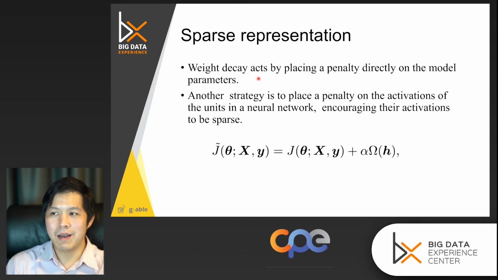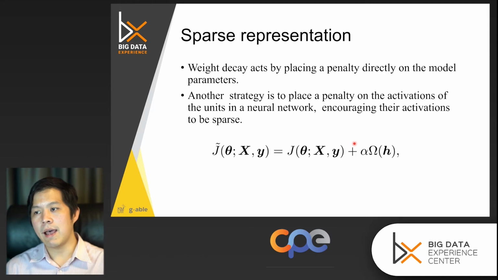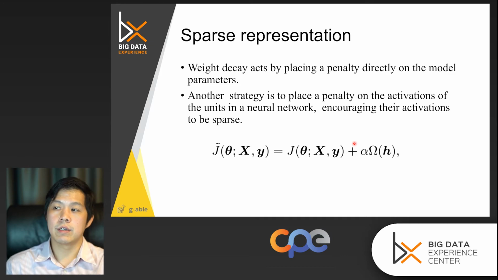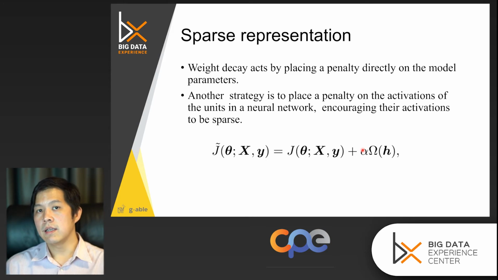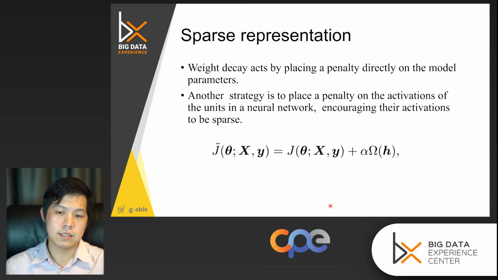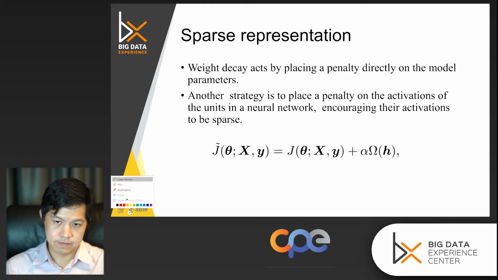Weight decay works by placing a penalty directly on the model parameters. That means the longer you adapt the parameters, the value would decay. The value would decay towards zero. It would be reduced all the time towards zero. Weight decay would encourage the activation of a sparse representation. That is, if from the layer, some of the lines do not really have to be used.